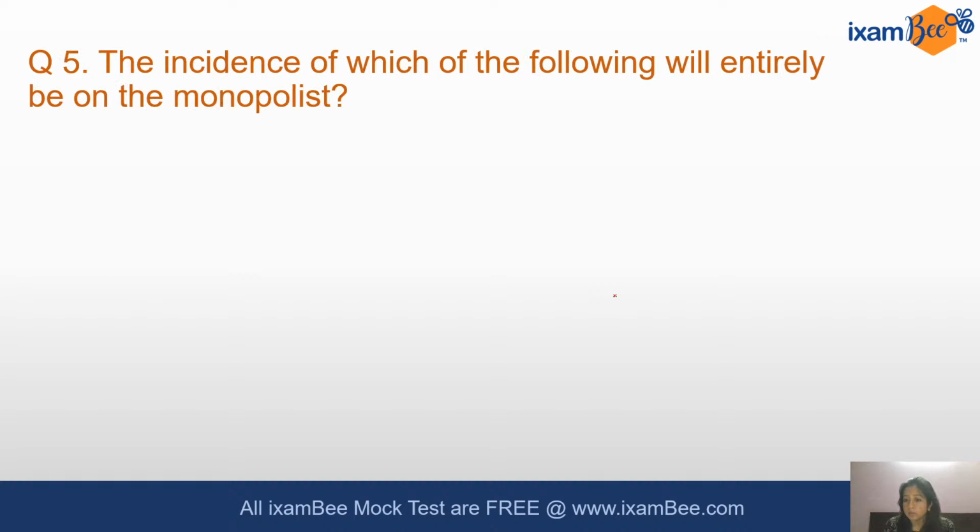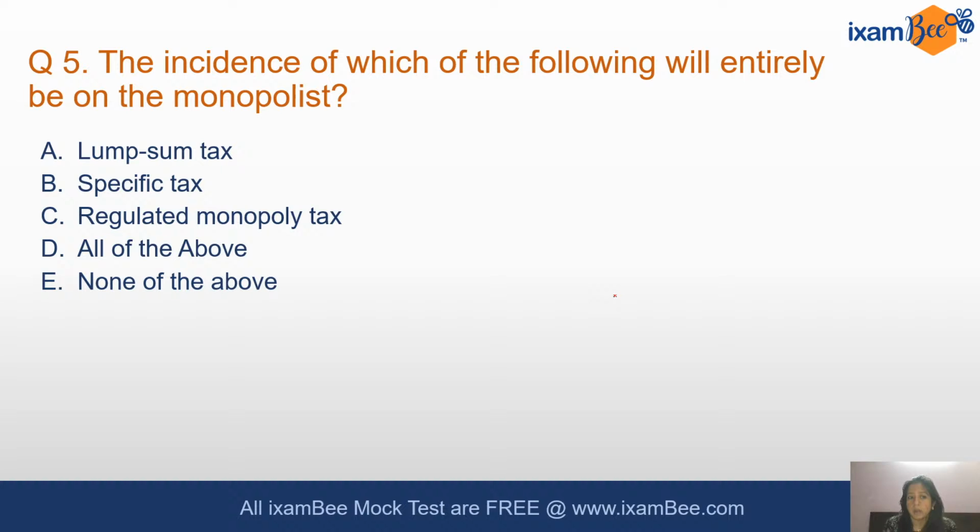And this one is quite an important question. The incidence of which of the following will entirely be on a monopolist? The lump sum tax, the specific tax, the regulated monopoly tax, all of the above, or none of the above. Which of the following is the right answer? For answering this, you should understand what is meant by incidence of tax, and what happens to the cost curve in a lump sum tax, and what happens to the cost curves in a specific tax.